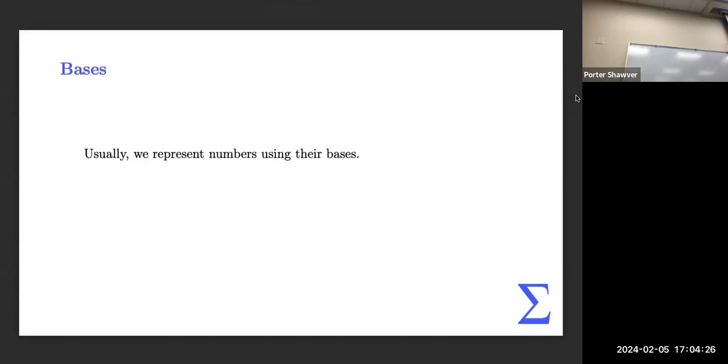So usually when we talk about numbers, we represent them using bases, right? I mean, that's just what we've been doing for a long time. For example, if you wanted to convert 425.91, if you want to break that down in base 10, what that actually means is 4 times 10 squared plus 2 times 10 to the 1 plus 5 times 10 to the 0. And then once you get past the decimal point, the powers of 10 start going negative. So it's plus 9 times 10 to the negative 1 plus 1 times 10 to the negative 2.